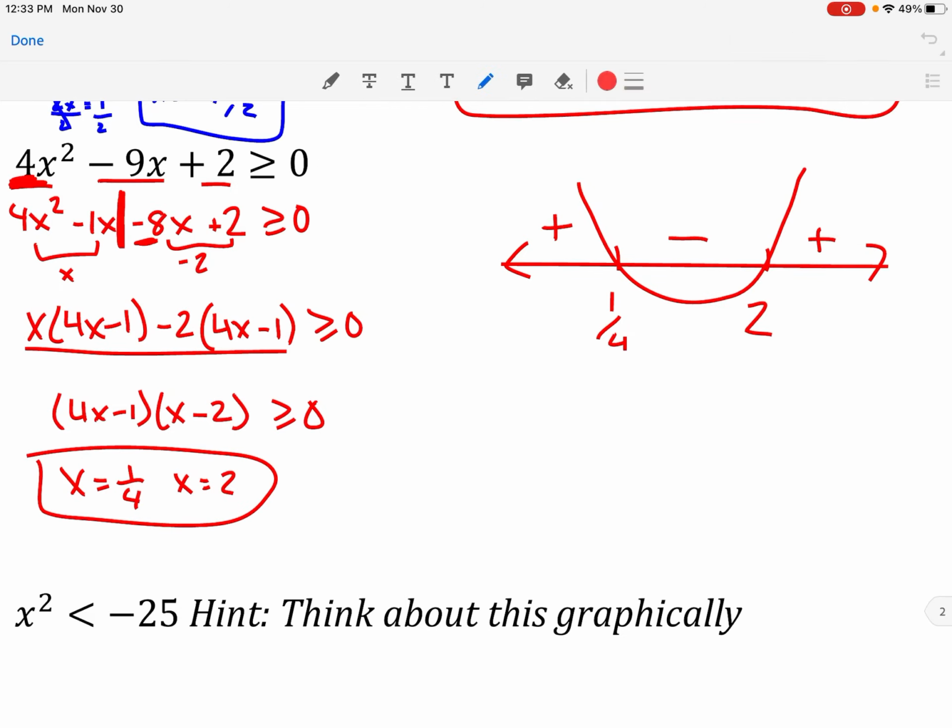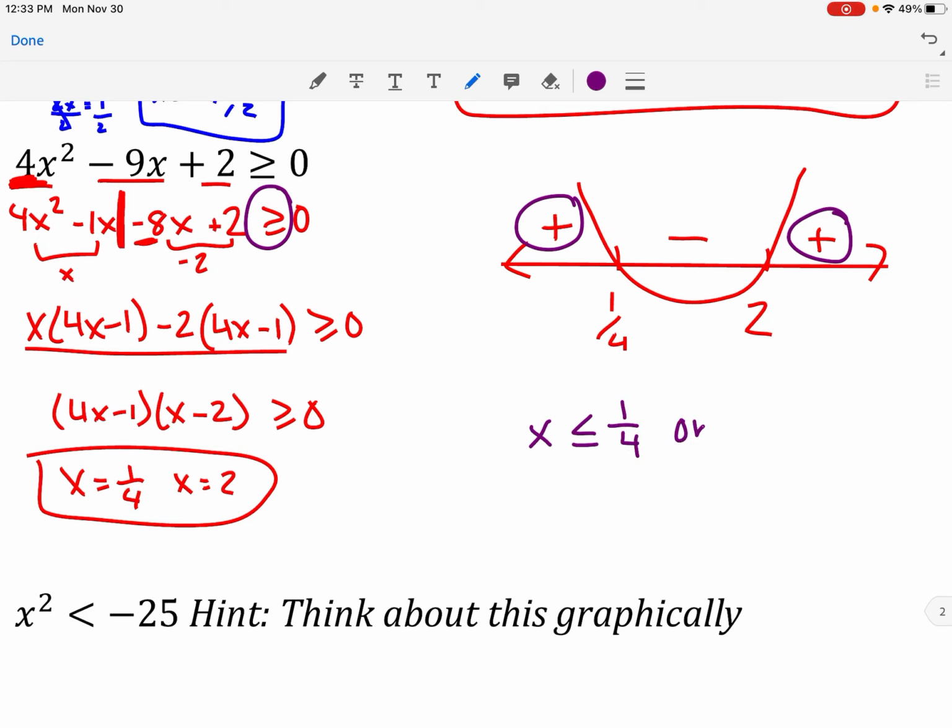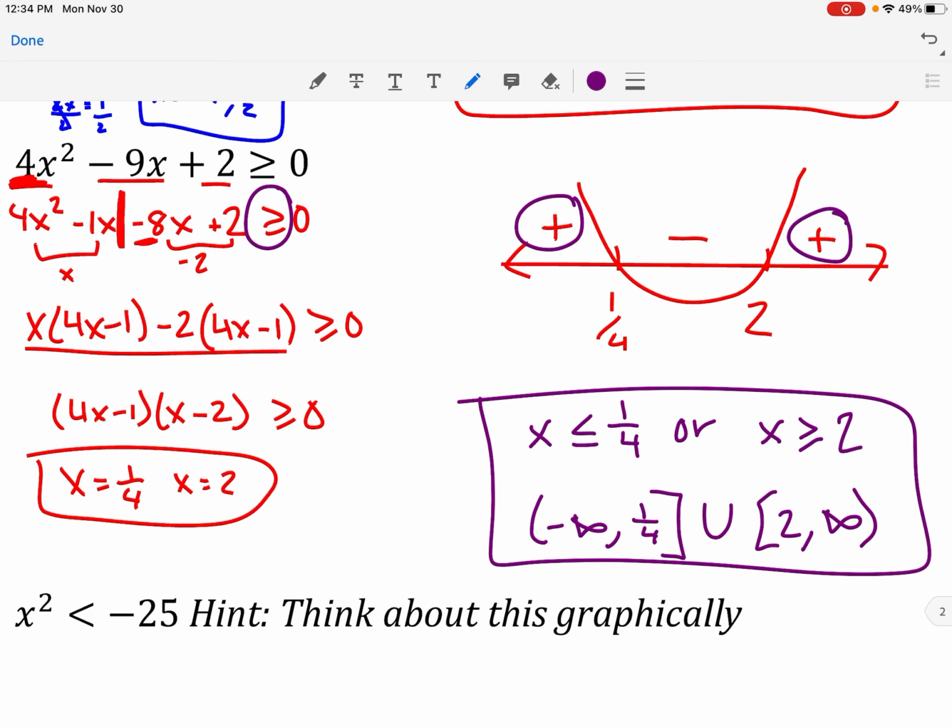So let's see what we're looking for here. We're looking for where this is greater than or equal to 0. So again, it's going to be these outside pieces. So we want the numbers where x is less than or equal to, since we have it equal to, 1/4, or where x is greater than or equal to 2. And then in interval, we have -infinity to 1/4, including 1/4, or with a union from 2 to positive infinity. There we go.